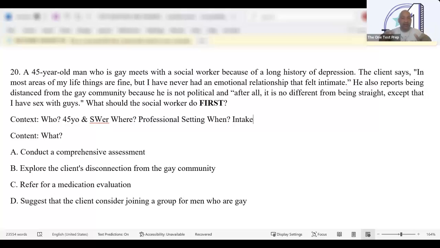The key is hidden in the stem. The key is hidden in the stem. One more time. The key is hidden in the stem.